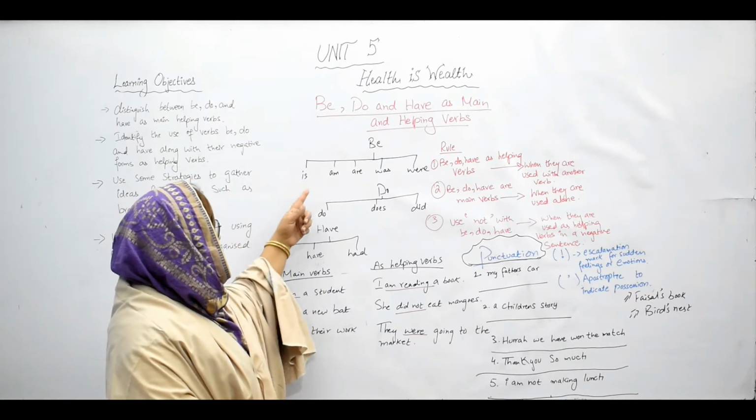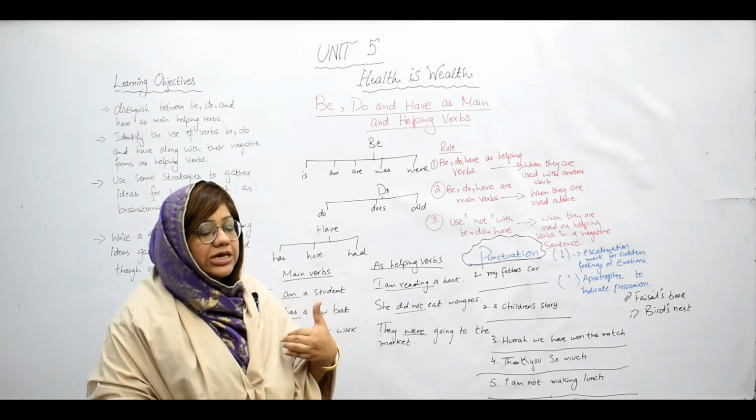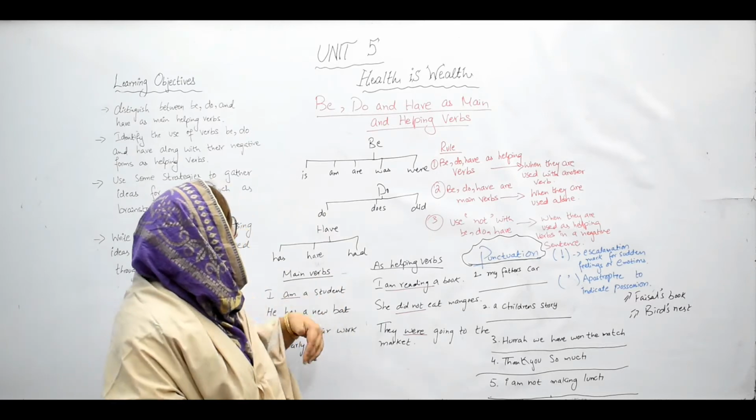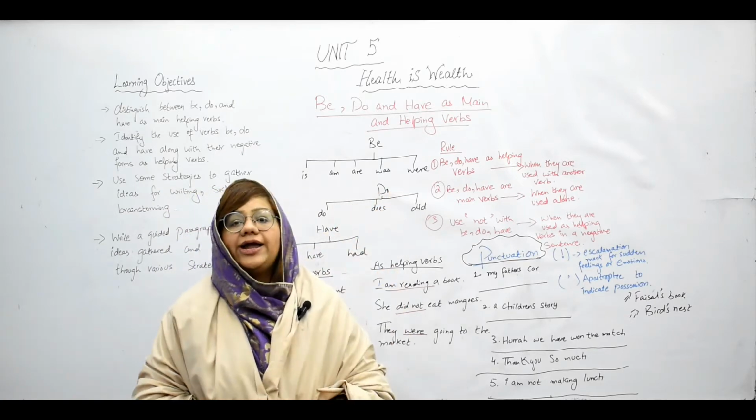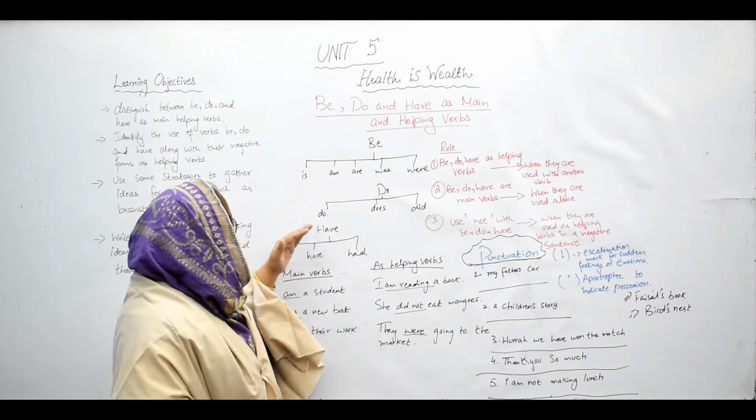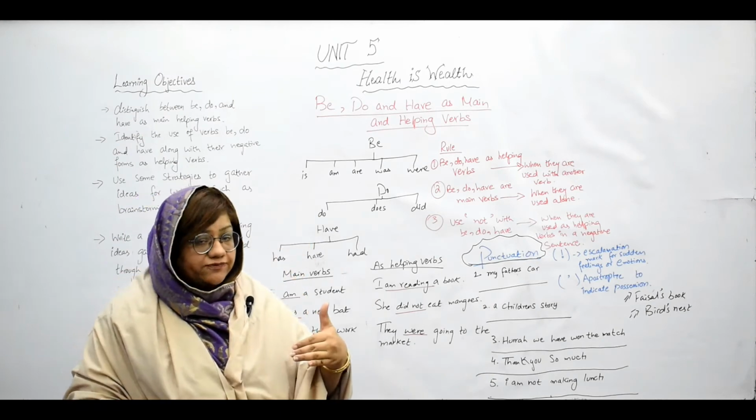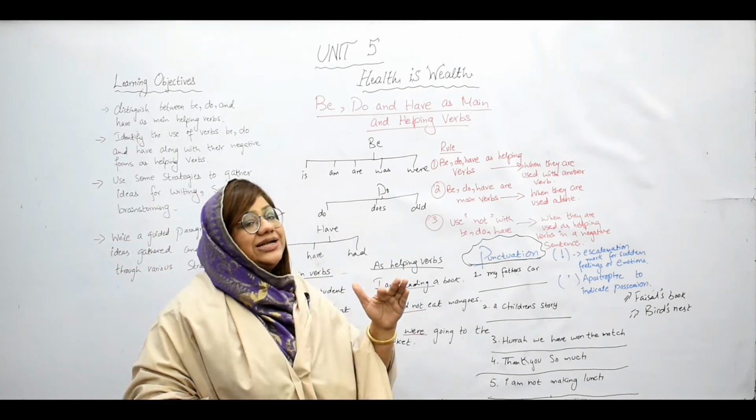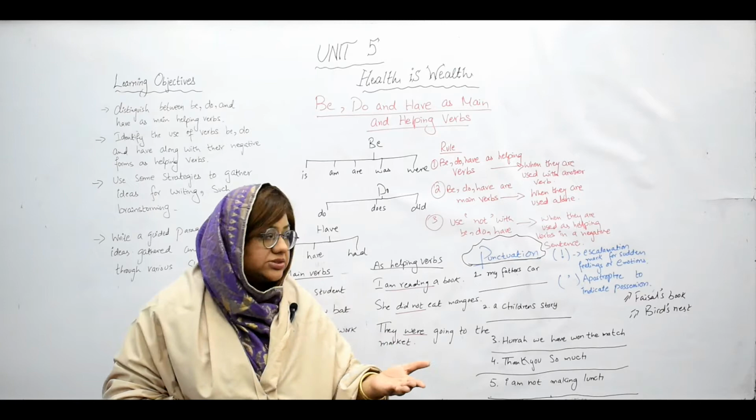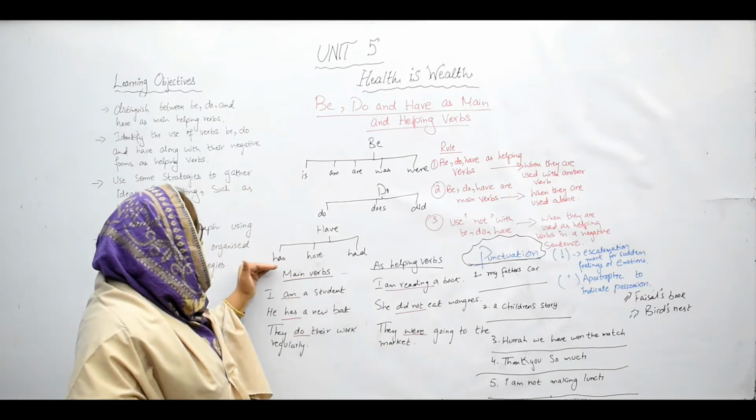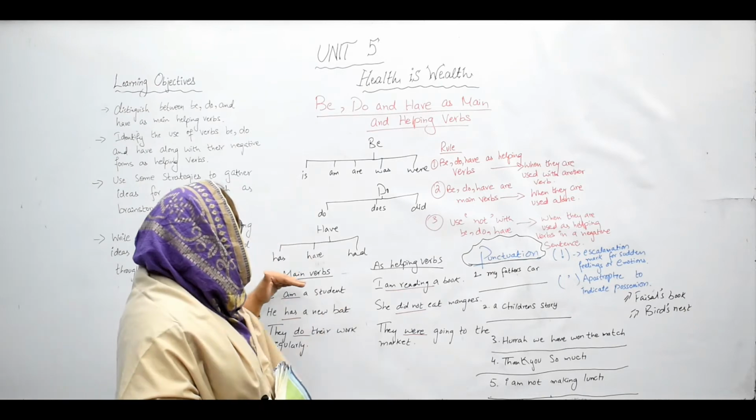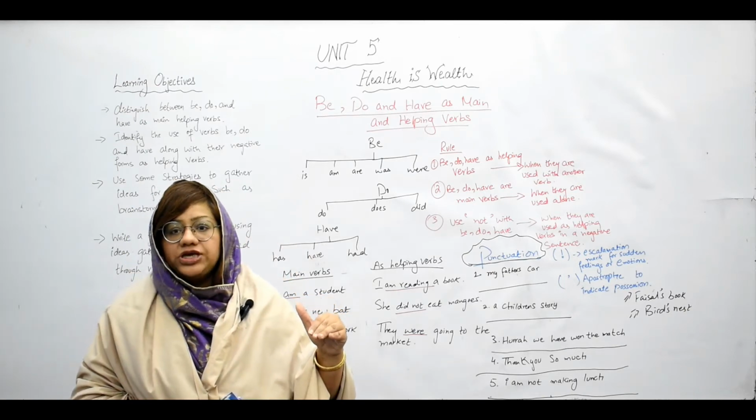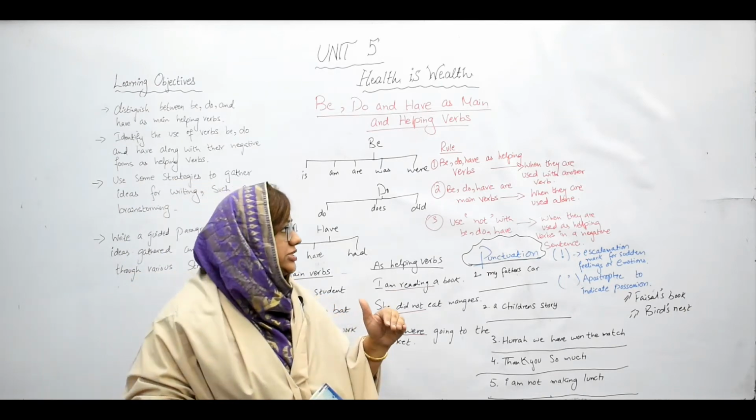For example, you can see that be. Be has forms belonging next to it: is, am, are, was and were. Do, there are three forms: do, does and did, we use in some sentences. Have: has, have and had. These are the forms of have that we are using in these sentences.